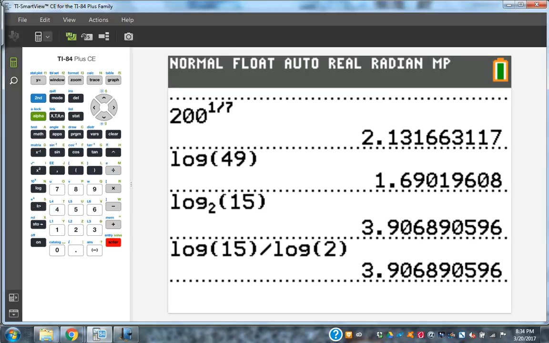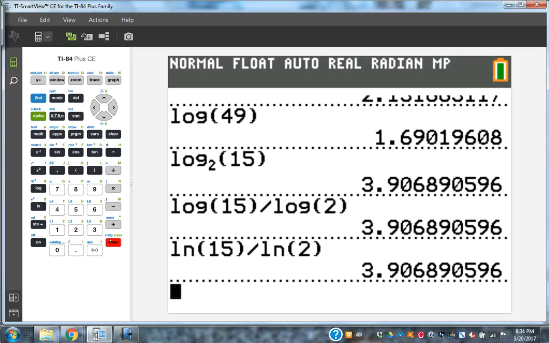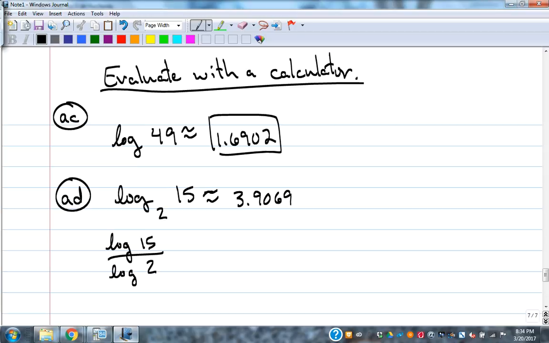It even works if you forget and press the LN button. Whoops, not store, but LN. Gets you the exact same answer. You can't screw it up. As long as you type it in the right order, you can't screw it up. All right. So that's evaluating with the calculator.